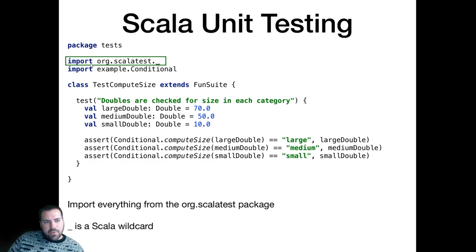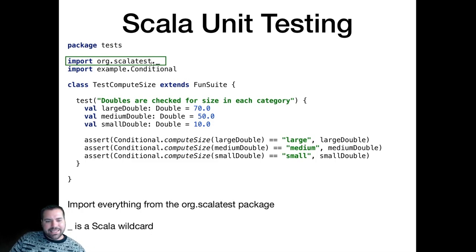So first, the import. We need to import this. Nothing is automatically imported except a few modules like math and println, the system methods. ScalaTest we do have to import, and I'm using this underscore character. This is Scala's wildcard. It means import everything from the org.scalatest package.